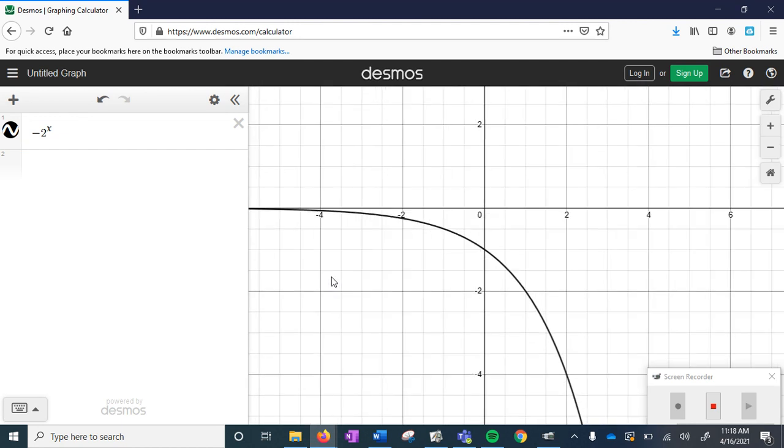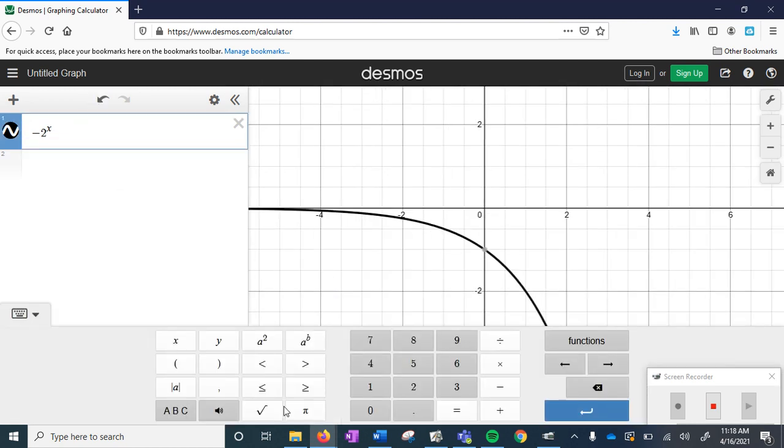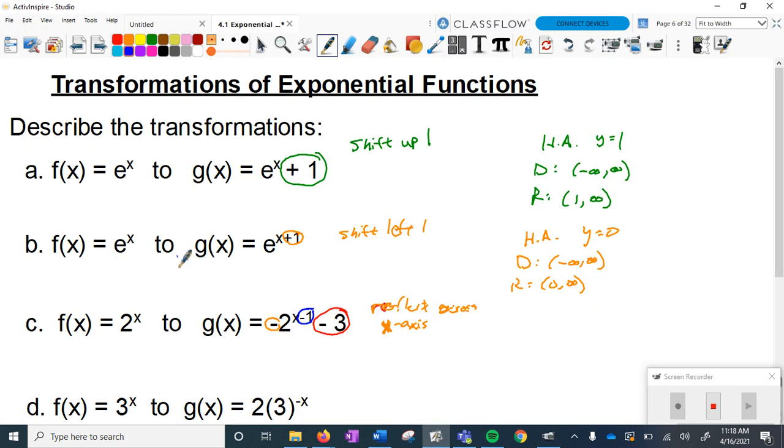Now I have also to deal with this -1. The -1 is happening up in the exponent, so the -1 is happening only to the x. Remember, when I subtract from the x, only the x, that's going to make it shift to the right 1 unit. Shift right 1 unit. Again, that still won't affect the domain.